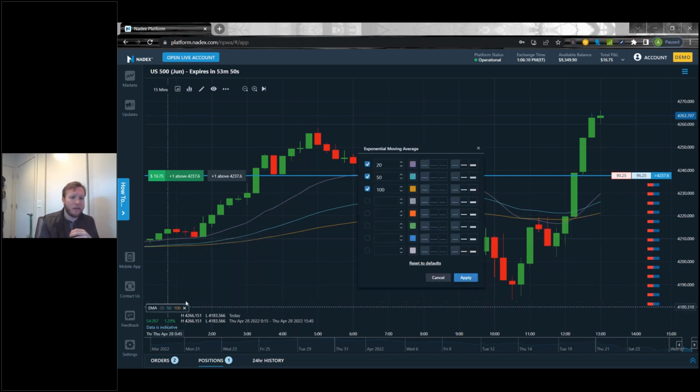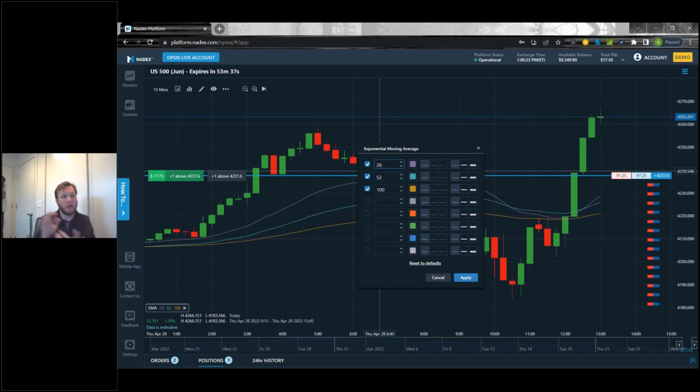You can go in here and change these. I know 20 and 50 are the defaults here. You can use 26 and 52. A lot of people like using those, especially on longer term charts, because if you're looking at a weekly candlestick, that's going to give you half year and one year exponential moving average ranges. You can also put in, maybe I want to look at 10 and, I don't know, 15 and 26, right?